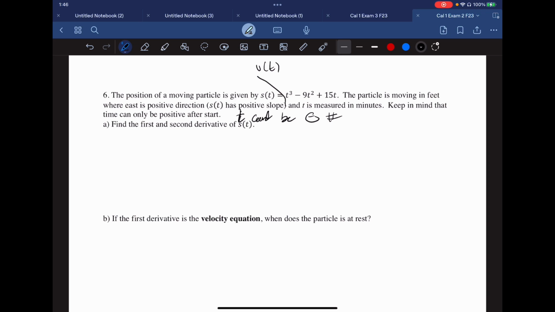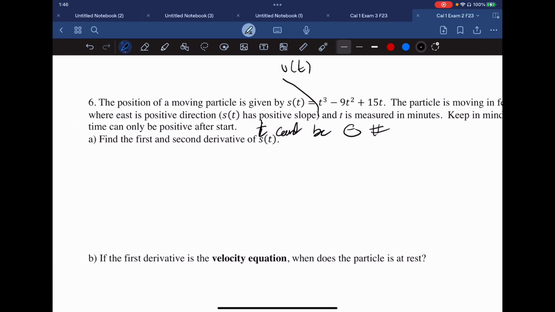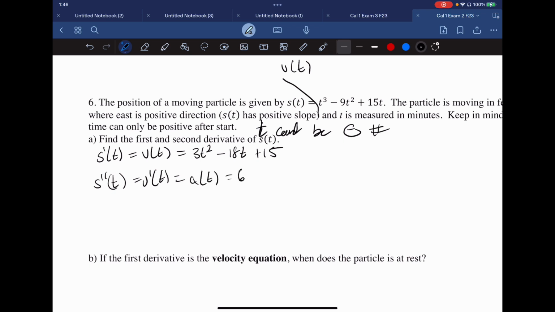Awesome. So first find the first and second derivative of S of t. The first derivative of S of t is going to be v of t, and that is 3t squared minus 18t plus 15. And then S double prime of t, or v prime of t, is equal to the acceleration. So that's going to be a of t, and that is equal to 6t minus 18.